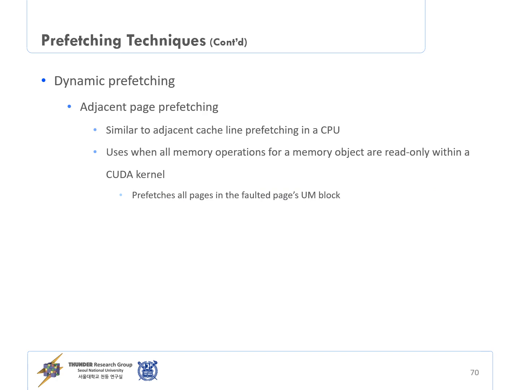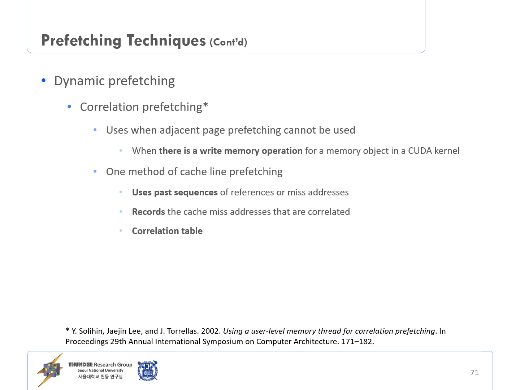To complement static prefetching, SnuRHAC uses two dynamic prefetching techniques. Adjacent page prefetching is similar to adjacent cache line prefetching. When all memory operations for a memory object are read-only within a CUDA kernel, the SnuRHAC driver prefetches all pages in the faulted pages block. When adjacent page prefetching cannot be used, the SnuRHAC driver uses correlation prefetching.